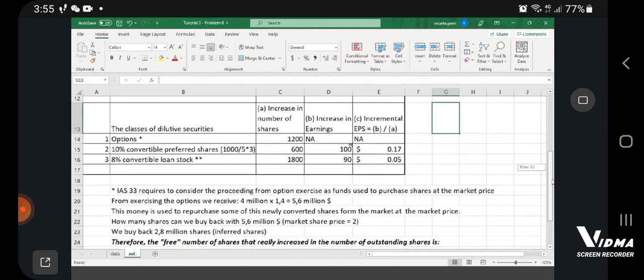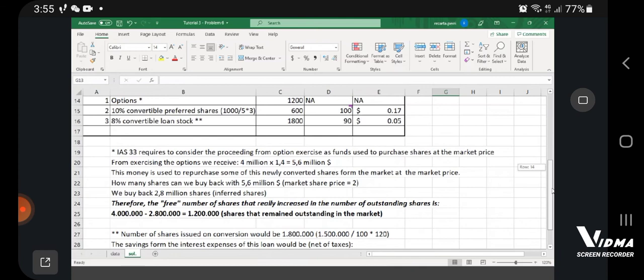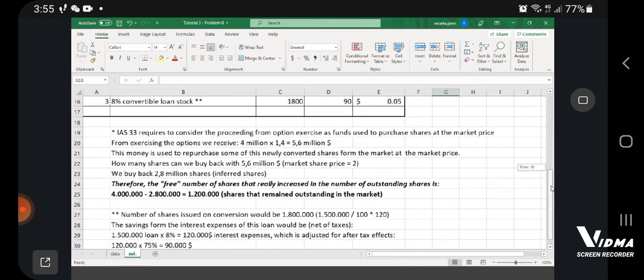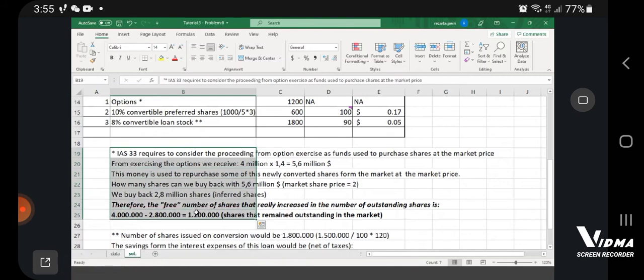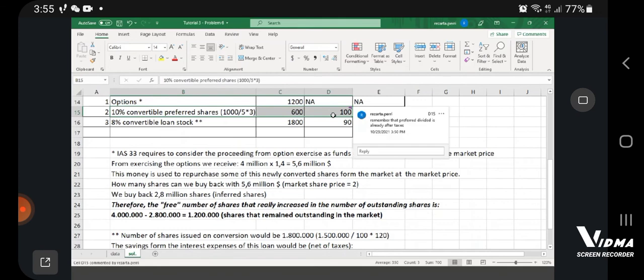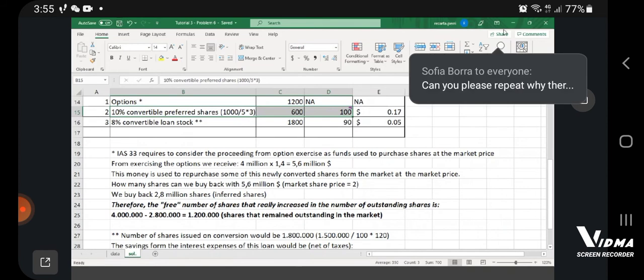What is a little bit more complicated to understand is clarified here, so you have the asterisks to really guide you through understanding the solution, whereas for the preferred shares it's pretty easy to consider, so I just put the information in the form of a comment. Any questions so far?